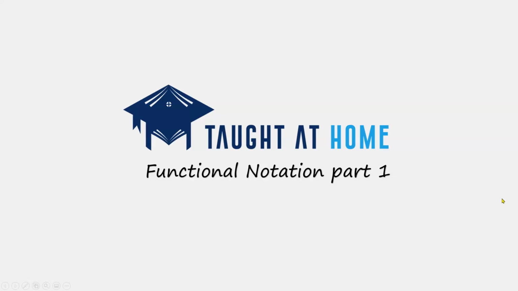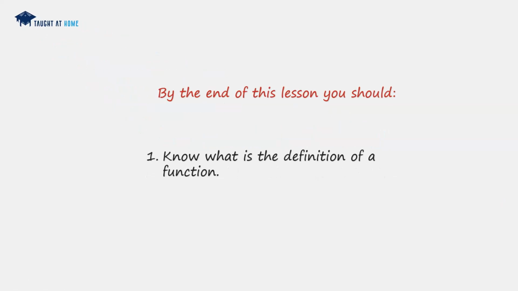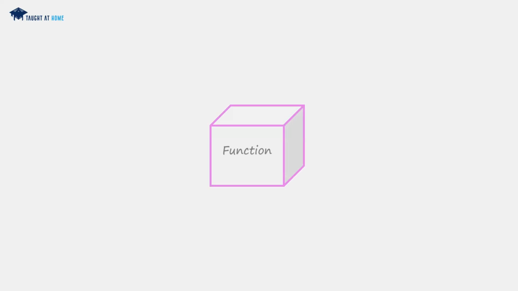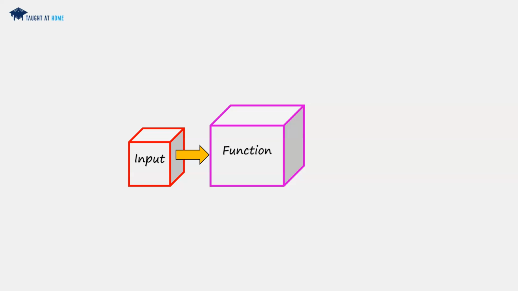Functional Notation Part 1. We're going to be looking at the definition of a function. So what is a function? Imagine we had a box, kind of like a vending machine. It has a set of instructions which requires an input to the machine, and it takes that input. Using the set of instructions, it then produces an output.